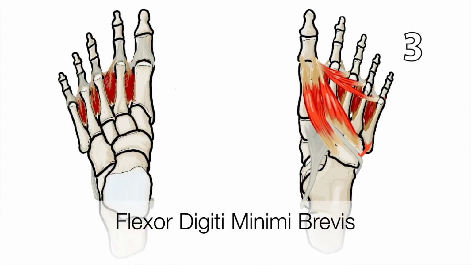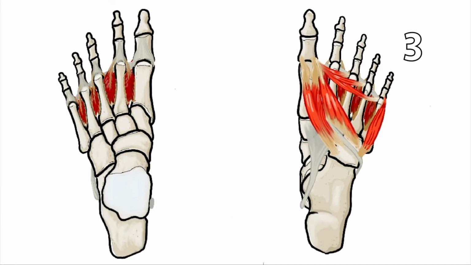Flexor digiti minimi brevis comes from the base of the 5th metatarsal bone and partly from the tendon of fibularis longus. It inserts into the lateral side of the base of the proximal phalanx of the 5th toe. Next, we have layer 2. This layer is comprised of 2 longer tendons and 2 muscles that are associated with one of these tendons.